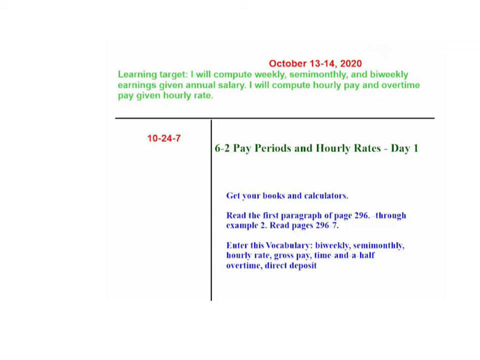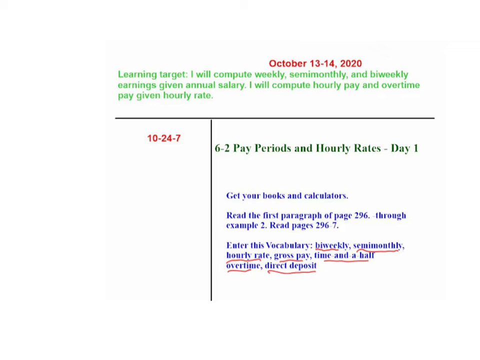Here's the important thing. I want you to write down this vocabulary: biweekly, semi-monthly, hourly rate, gross pay, time and a half overtime, and direct deposit. We need to know these things to get through the week. The math is not hard, but if you don't know what we're talking about and we ask you to do it, well, you can't do it, can you?